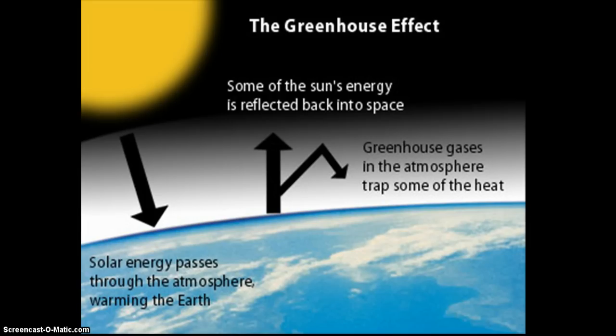Here's a diagram that shows you how it works. So we have the energy from the sun coming in as radiation. Some of it escapes back into space, but a lot of it gets held in. You can see the atmosphere there. It's trapping the heat in, and it's acting like a blanket to keep us warm.